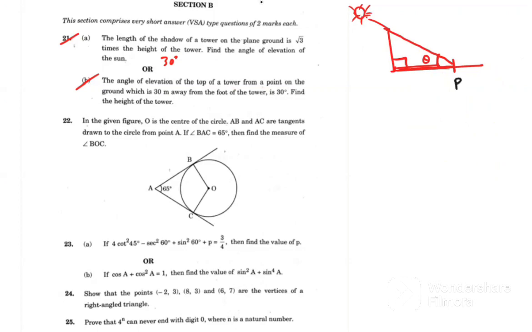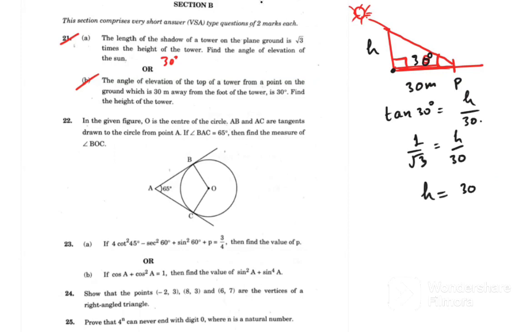Let's say this point is P, which is 30 meters away from the foot of the tower, and it is given that the angle of elevation is 30 degrees. So instead of theta, we have the angle of elevation as 30 degrees, and they have asked us to find the height. So let the height be h. Again, tan 30 degrees is equal to opposite, which is h, divided by 30 meters. Tan 30 is 1 by root 3, equal to h by 30. Cross multiplication gives us 30 divided by root 3. If I rationalize, I can multiply by root 3 and root 3. So this becomes 10 root 3 meters. So the height is 10 root 3 meters.